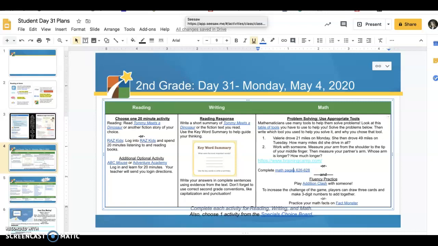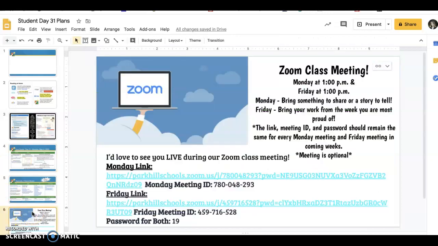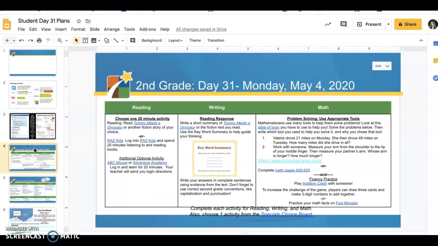For this week, we do have reading, writing, and math every day. There's not science this week. And also, real quick, a friendly reminder that we do have our Zoom meeting today at 1 o'clock. So I'm excited to see you guys. Bring something to show or something to tell. But for today's learning, we have reading, writing, and math. For reading, you can choose one 20-minute activity.